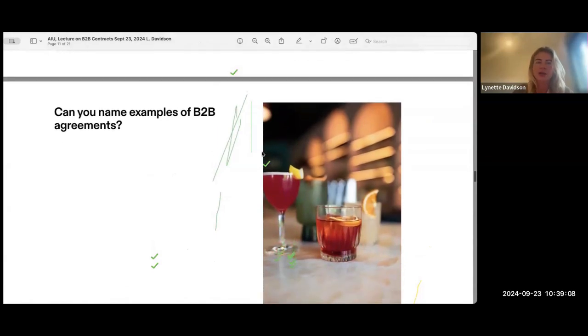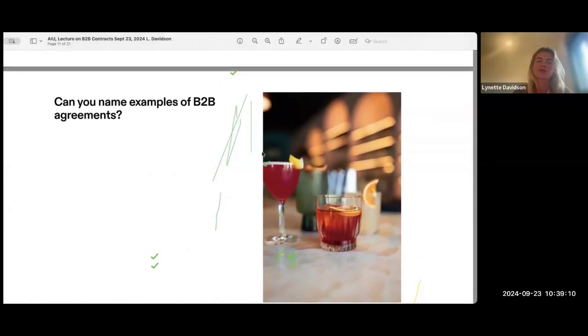So now I'm thinking if maybe you could name some examples today of business-to-business agreements. Perhaps you signed such an agreement lately. I'm eager to hear your thoughts on this.